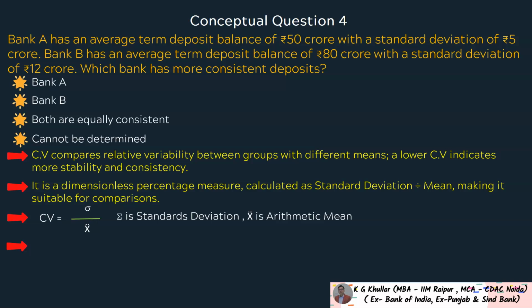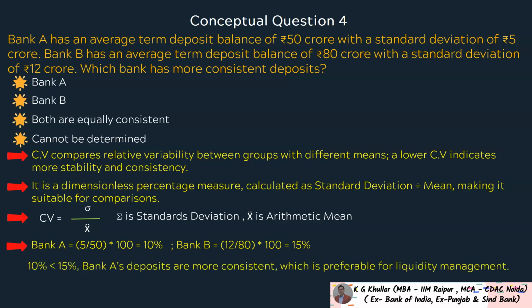Next, let's calculate the coefficient of variation for each of the banks A and B. So for Bank A, coefficient of variation is simply 5 divided by 50 multiplied by 100 equals 10%. Similarly, for Bank B, coefficient of variation equals 12 divided by 80 multiplied by 100 equals 15%. Finally, since 10% is less than 15%, Bank A's deposit is more consistent, which is preferable for liquidity management. Thus, the correct option for the given question is option A.